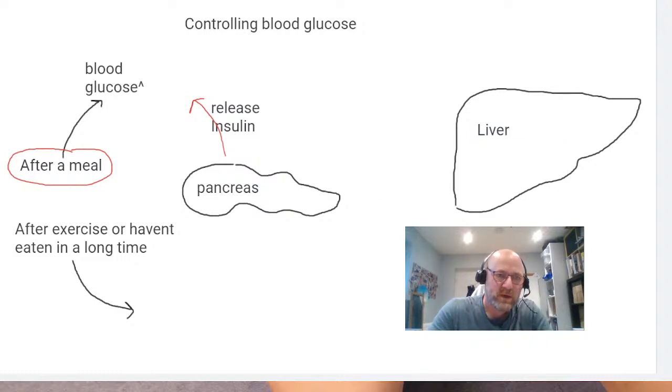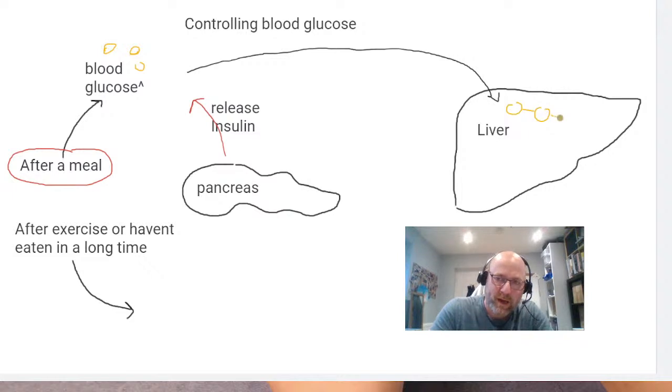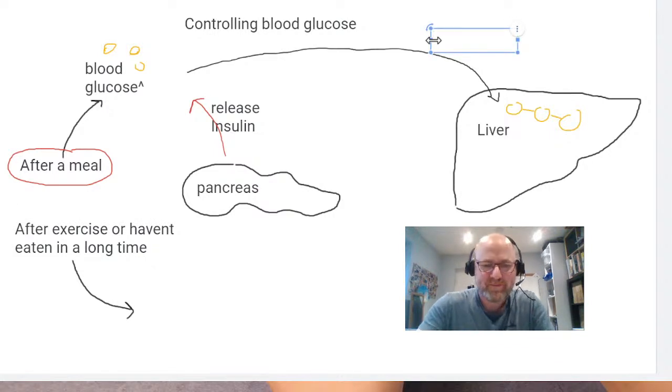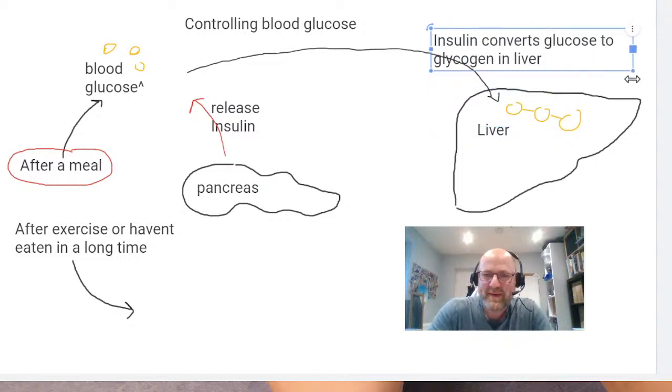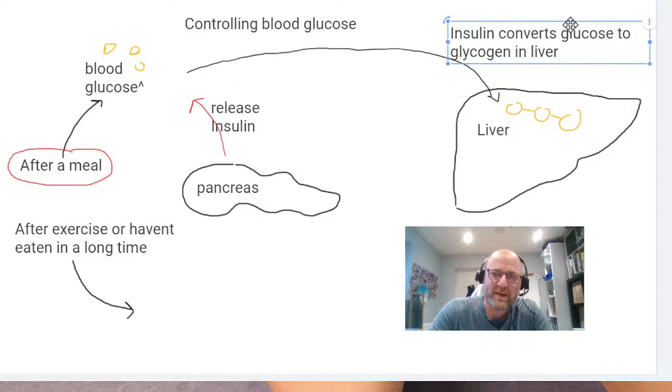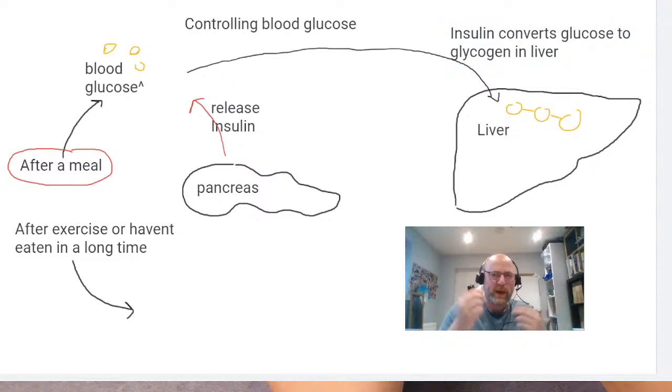Absolutely awesome. So what happens here is blood glucose gets moved into the liver. If this is our blood glucose levels, they have gone up. The blood glucose is put in the liver and it's put into a chain, a polymer called glycogen. So insulin converts glucose to glycogen in liver. So there you go. That's the kind of level 8 or 9 bit. Quite hard because all these G's people get mixed up.